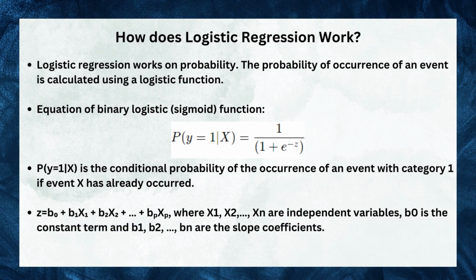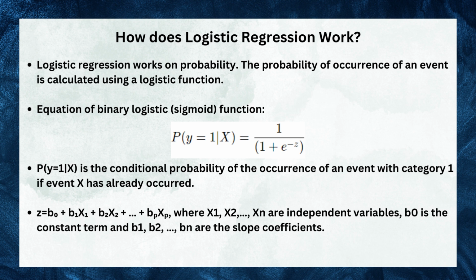How does logistic regression work? Logistic regression works on probability. The probability of occurrence of an event is calculated using the logistic function. The logistic function is the heart of logistic regression. In binary logistic regression, which deals with two possible outcomes, usually labeled as 0 and 1, the equation takes the form P of y equals 1 given x equals 1 divided by 1 plus e raised to the power of negative z. This function is called a logistic or sigmoid function.